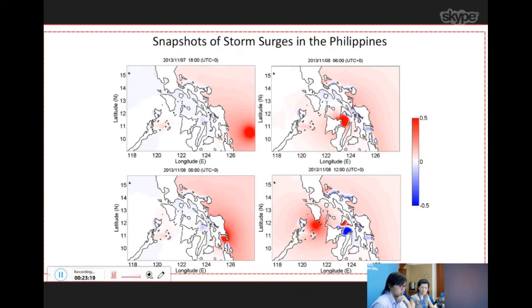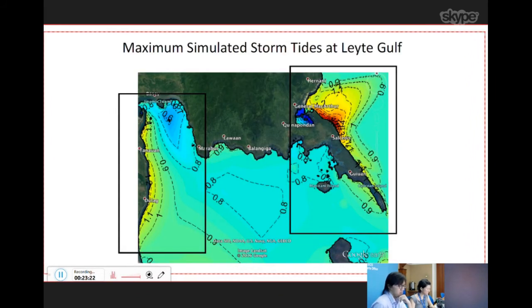For the maximum simulated storm tide in Leyte Gulf, on the right side and the left side, we could see the maximum value is more than 1.3 meters. In the nonlinear case, the storm surge is more than 1 meter, 1.2 meters. And our results can also be combined with Google Earth and Google Maps software, so we can see some local place names.